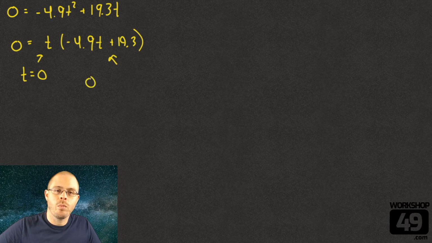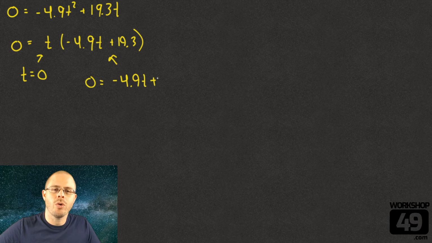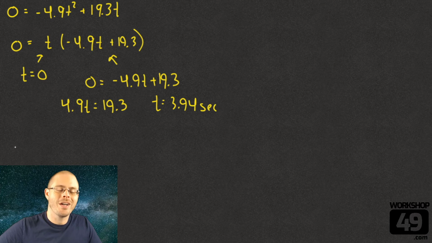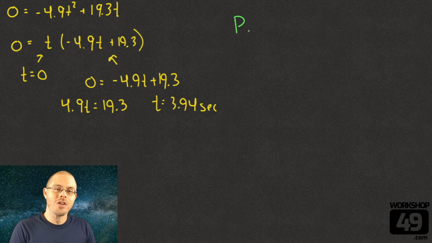In order to get the second one, we have to set that second factor equal to 0. 0 equals negative 4.9 t plus 19.3. I want to get that t all by itself, so I bring the 4.9 t to the other side by adding 4.9 t. And I want to finish this off. I will divide both sides by 4.9, and it'll equal t is 3.94 seconds. That's how long the ball was in the air.